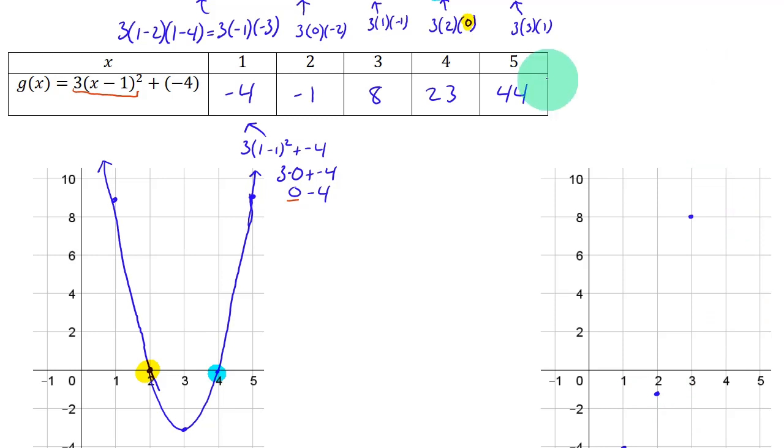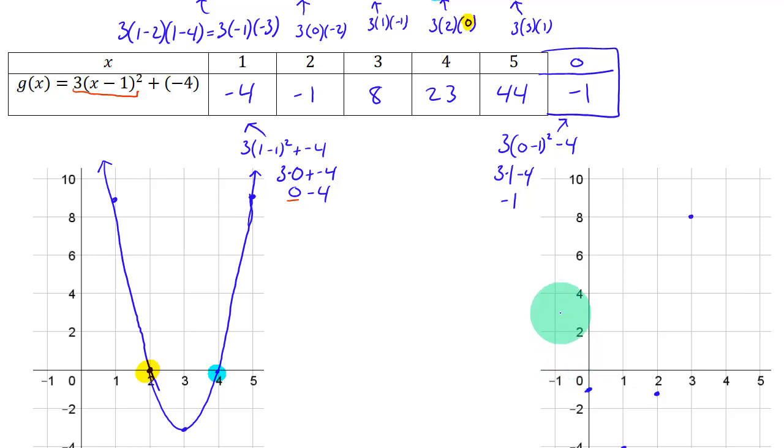I'm going to plug in one more value of x here. I'm going to plug in x equals 0, just so we can see what's going to happen. Plugging in 0 is going to give you 3 times 0 minus 1 squared minus 4, and negative 1 squared is just 1. So this gives you 3 times 1 minus 4, which is negative 1. So I wanted to do that so you could see that that point there, that 1, negative 4 point, is the turning point. So you can kind of draw the rest of it here.